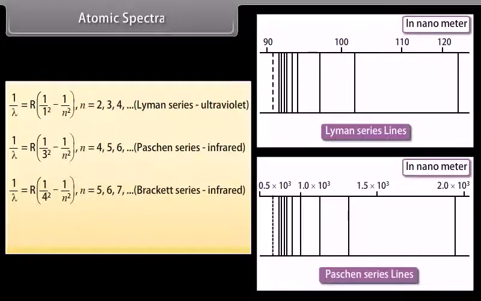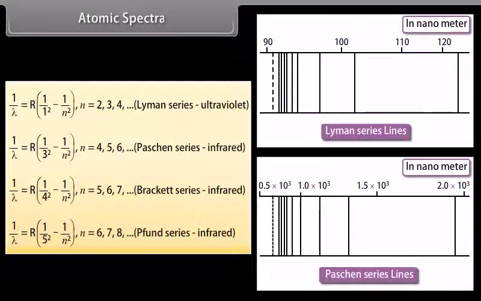Brackett series, which is given by 1 upon lambda equals R (1 upon 4 square minus 1 upon n square). Here the value of n may be 5, 6, 7, 8 and so on. Pfund series, which is given by 1 upon lambda equals R (1 upon 5 square minus 1 upon n square). Here the value of n may be 6, 7, 8, 9 and so on.